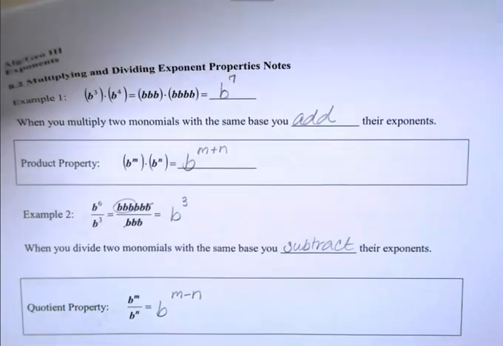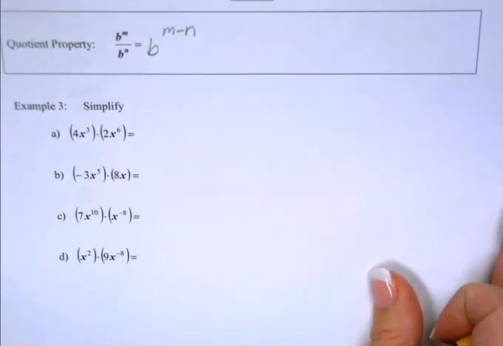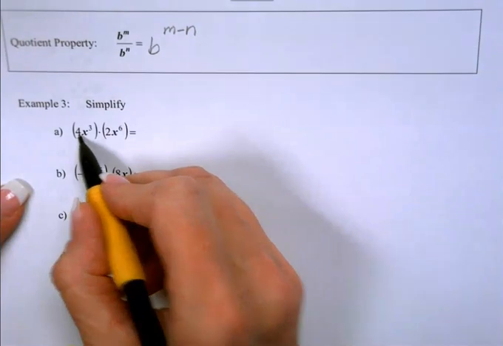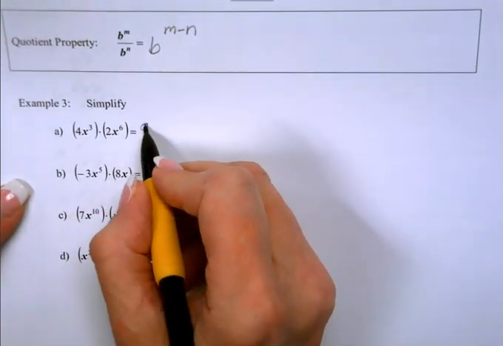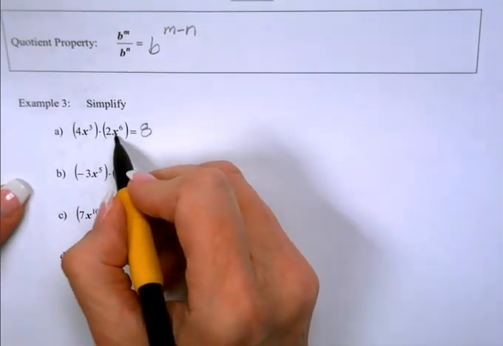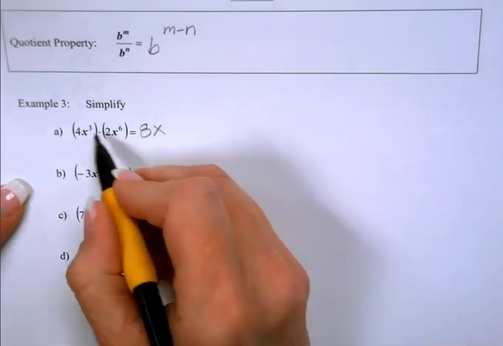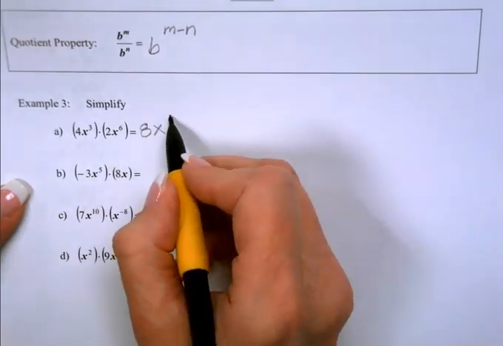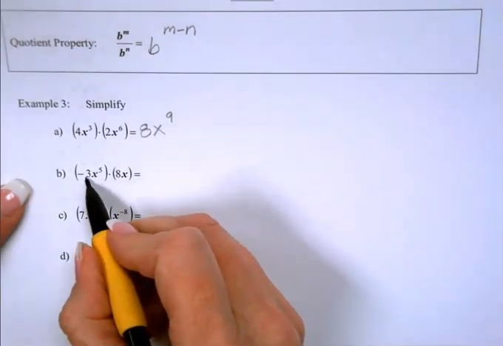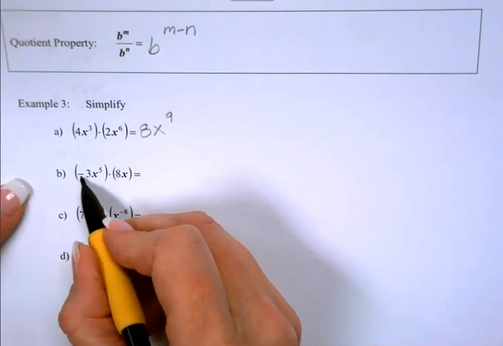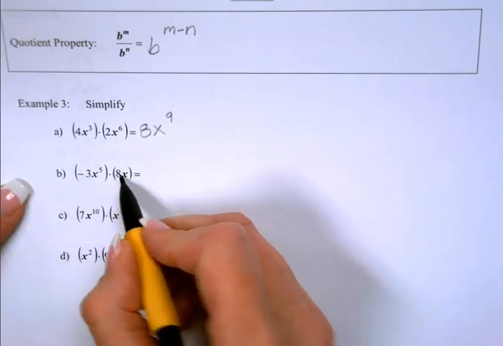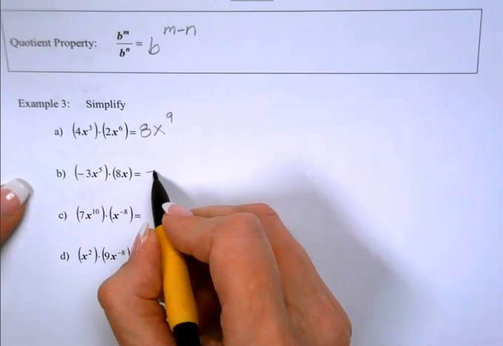Let's look at an example. Numbers are still multiplied together. So 4 times 2 would give me 8. And I have a base x and a base x here. So they have the same base, so I can add those exponents. 3 plus 6 is 9. The numbers still get multiplied together. That negative is not an exponent in front of the 3, so it doesn't flip. It's just a negative 3, and you're multiplying it with an 8, and that gives you negative 24.